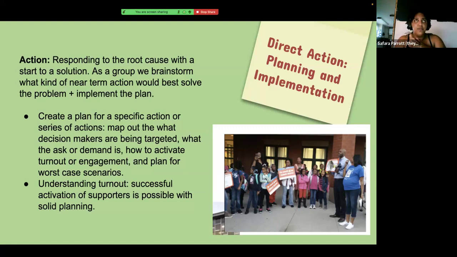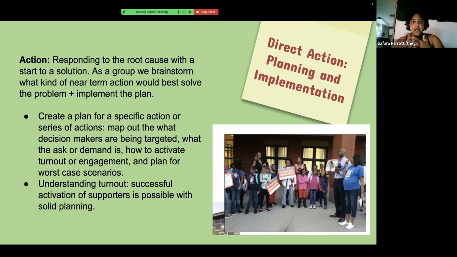So when you're planning something like this, you want it to be specific in what the intention is, but also is this going to be a multi-step thing? You want to map out what decision makers are being targeted through this action, and then who is being targeted with the ask or the demand, and how we're activating turnout and engagement. So there's a big planning process that happens here.